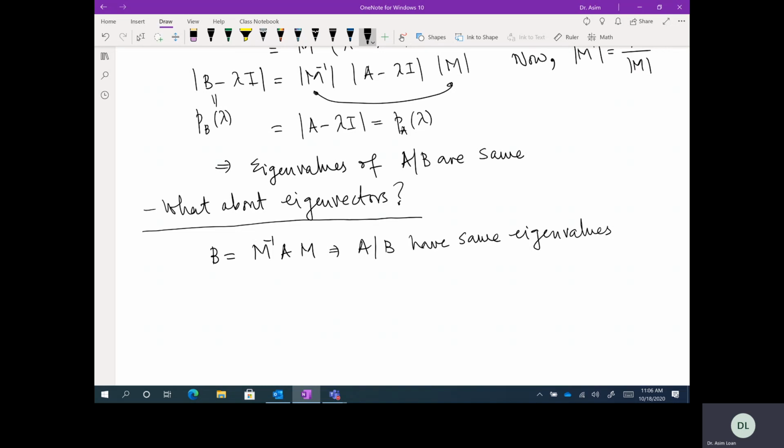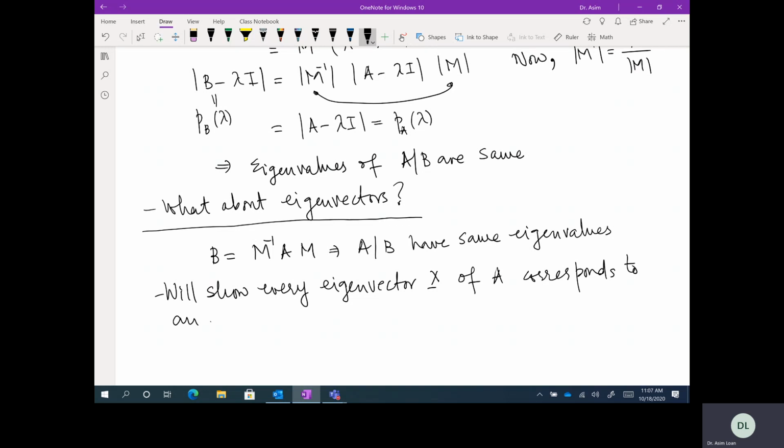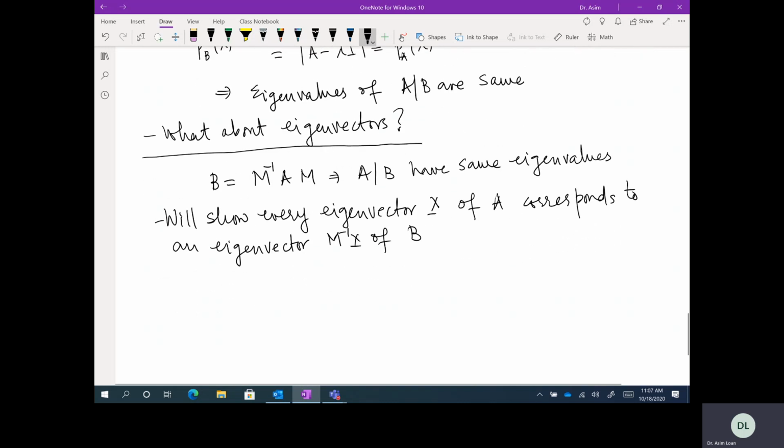And we'll show every eigenvector X of A corresponds to an eigenvector M inverse X of B. So how do we show that?